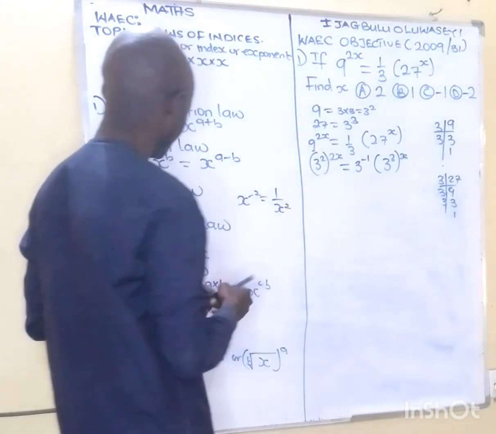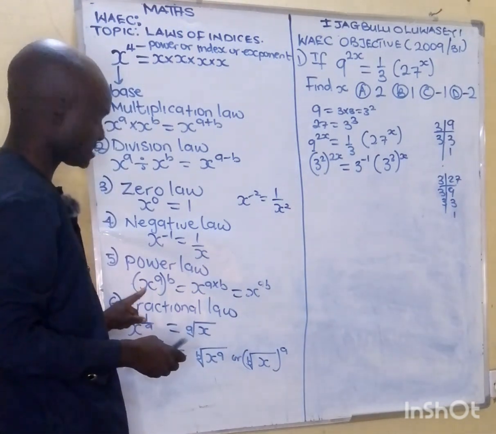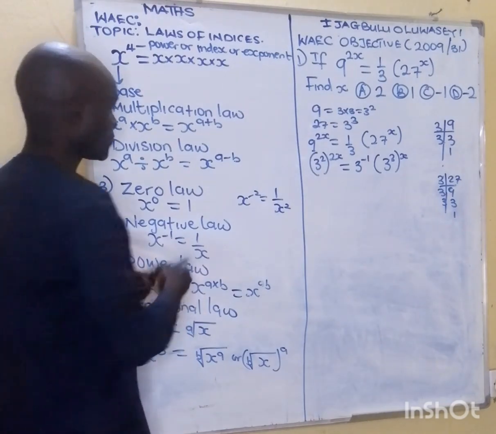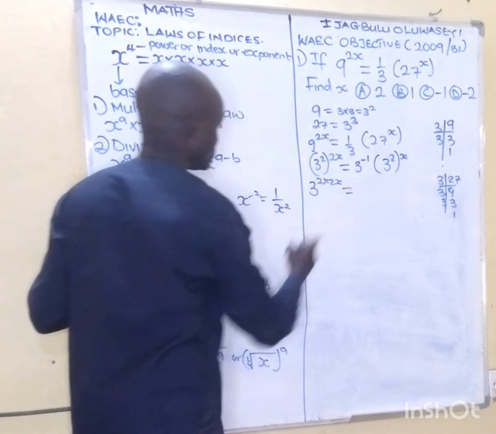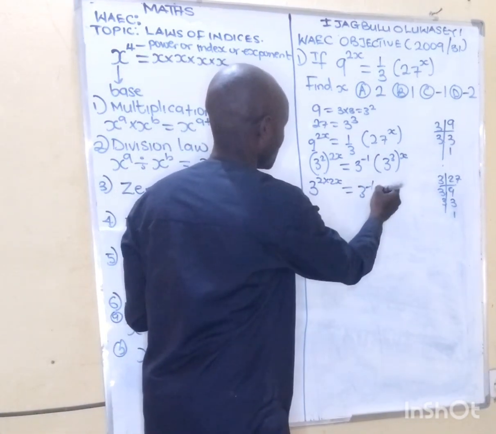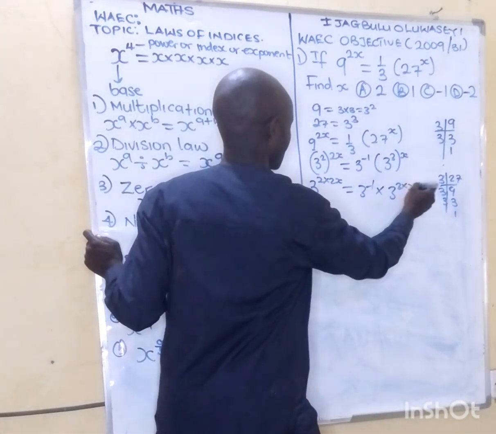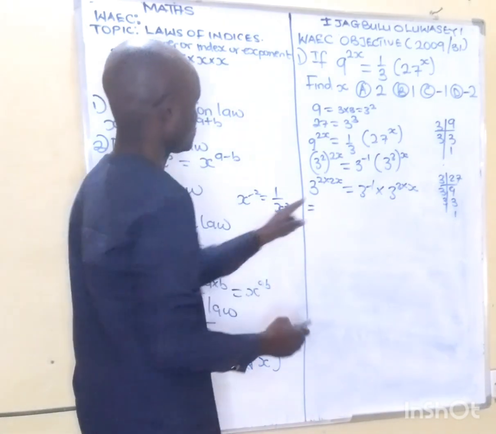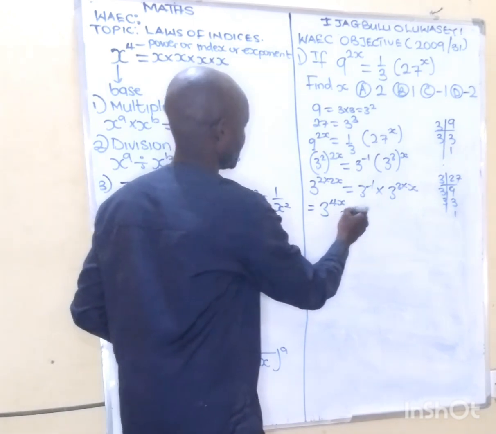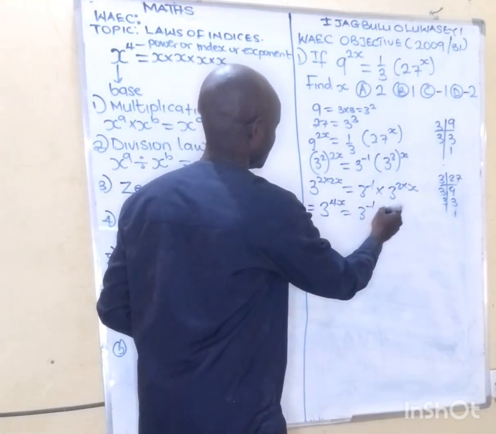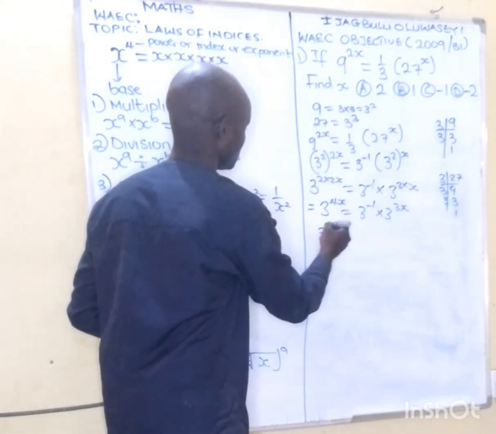Look at this very one. The left hand side of the equation is similar to the power law, which is x raised to power a in bracket raised to power b. So we follow the same format. We have 3 raised to power 2 times 2x is equal to 3 raised to power minus 1. We equally apply the power law here, 3 raised to power 3 times x. Now 2 times 2 is going to give you 4, 4x as we have it now. Then we have 3 raised to power minus 1 times 3 raised to power 3 times x, which is 3x. Then we have 3 raised to power 4x is equal to.